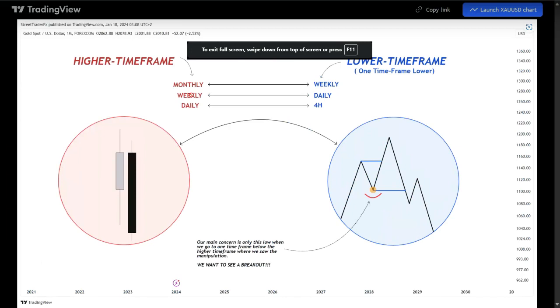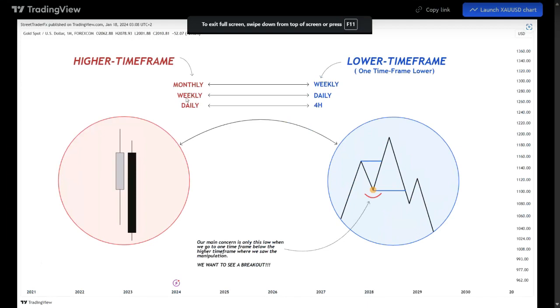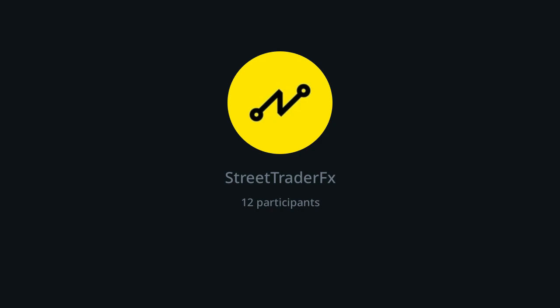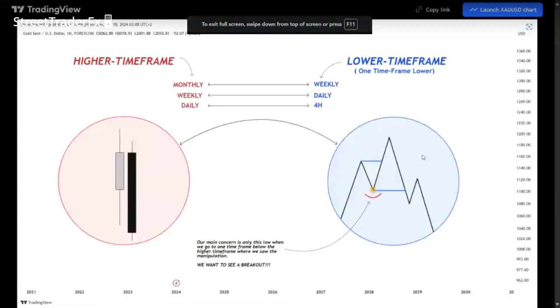So weekly time frame here, right? Weekly, then our lower time frame is going to be the daily. This is where we want to see a breakout. Is this clear? When you go to the daily, most of the time you're going to see something like this when you're coming from the weekly. If you were on the monthly and you saw the setup after the stop hunt, when you go to the weekly, you would possibly see something like this. If you were on a daily when you saw the setup after the stop hunt, when you went to the 4-hour, you would possibly see something like this. Is it clear?